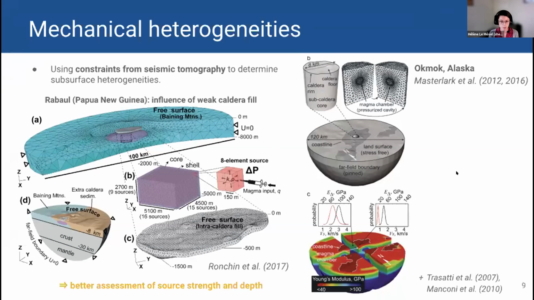So it's especially important to consider the weak layer of material at calderas, which is often present, as this weak material accentuates the deformation. Here I have other references if you're interested in more heterogeneous models and, for example, application to Campi Flegrei.